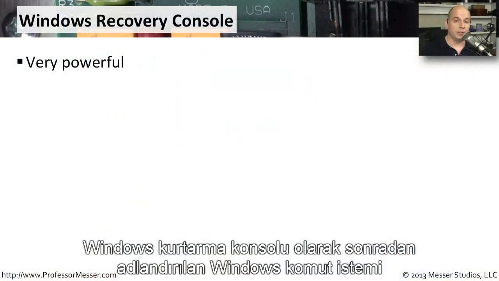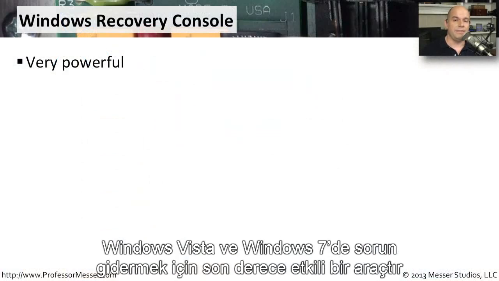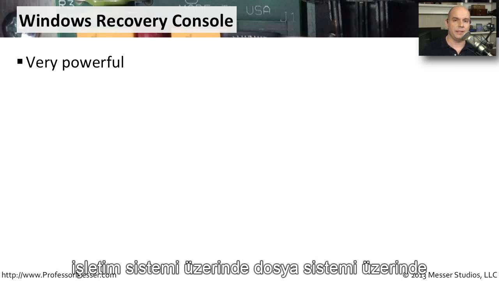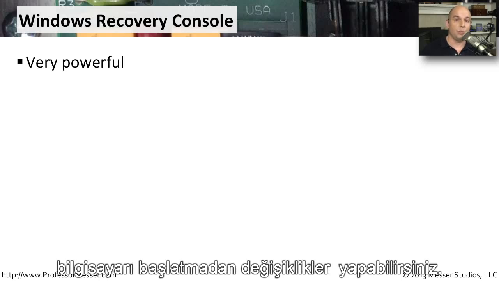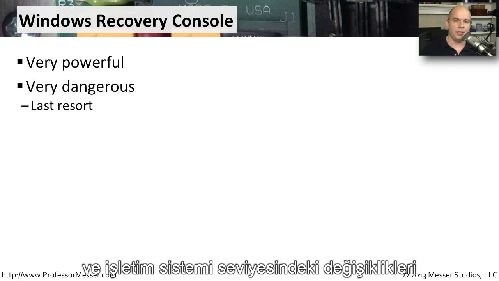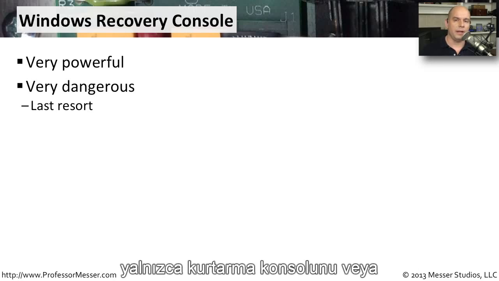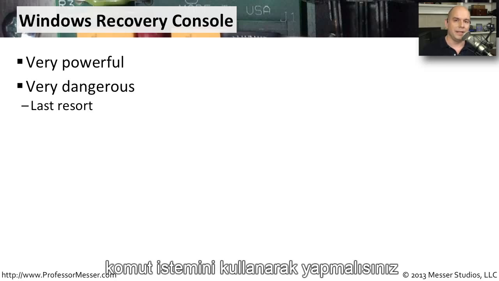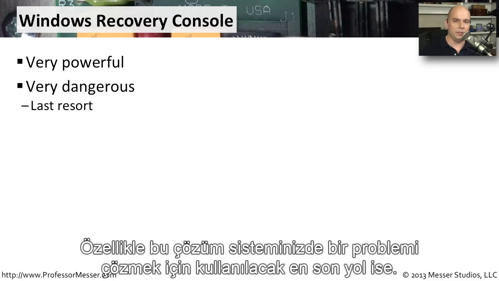The Windows Recovery Console, later called the Windows Command Prompt in Windows Vista and Windows 7, is a very, very powerful troubleshooting tool. It allows you to go right onto the operating system and change things in the file system without actually starting Windows. Also, keep in mind that this means it is incredibly dangerous to go into that command line and start making changes to the operating system down at the OS level. You should only be using the Recovery Console or the Command Prompt if this is a last-ditch effort to solve some type of problem on your system.